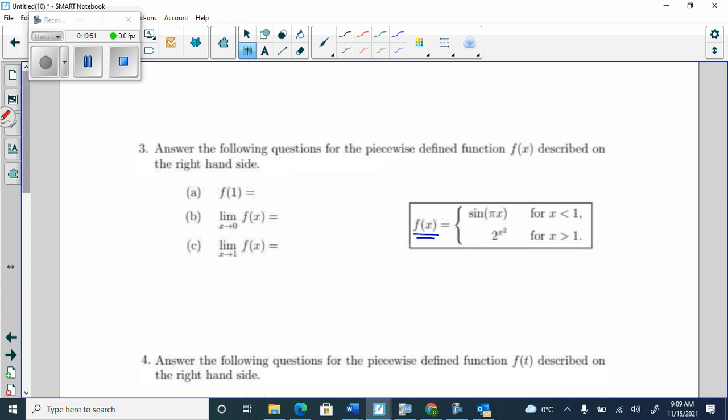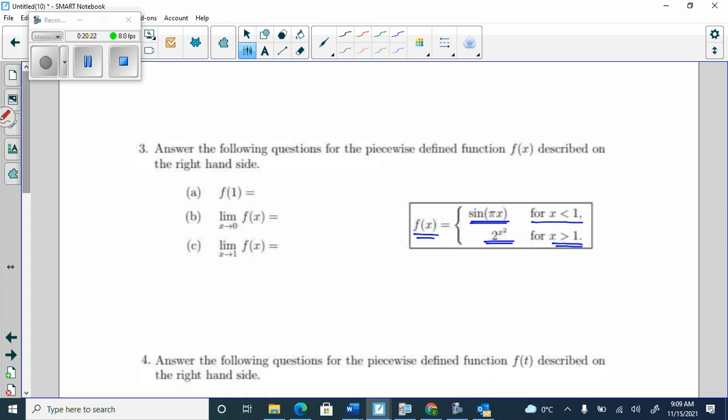So from the left of 1, I would actually draw the sine pi x graph. Good thing is, you're not drawing it. Next one, from x greater than 1, I would draw the 2x squared graph. This is all you need to know about this right now: at 1 is where the split happens, right? On the left of 1, you have a sine graph drawn. On the right of 1, you have an exponential graph drawn. It just looks different.